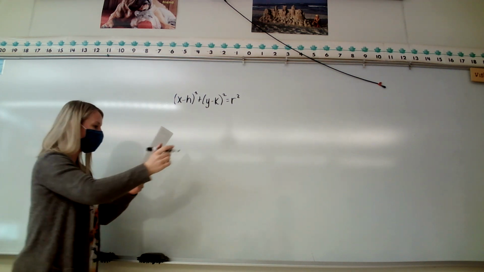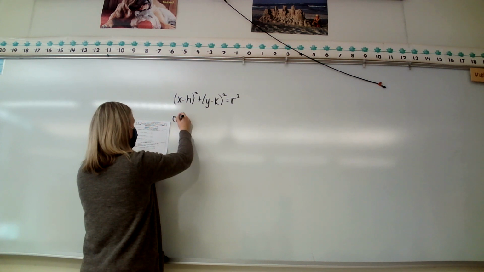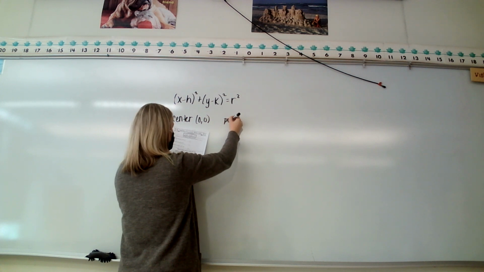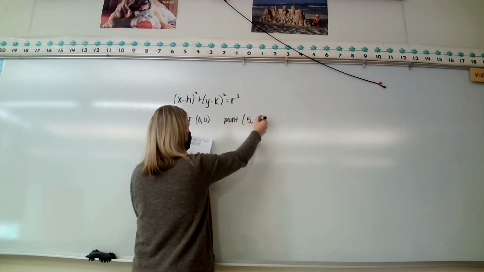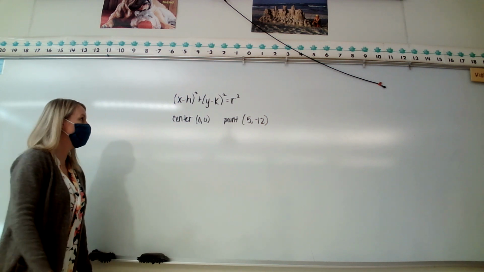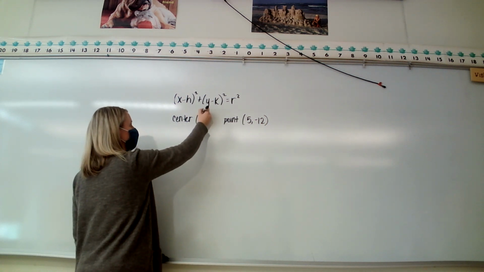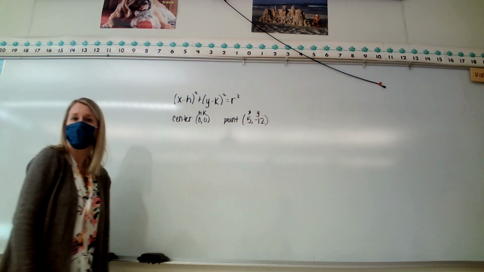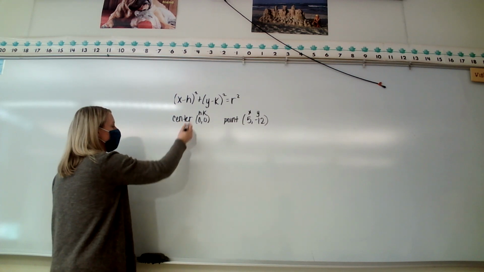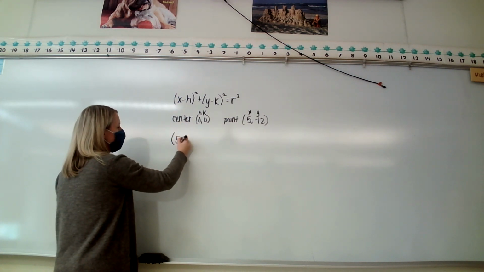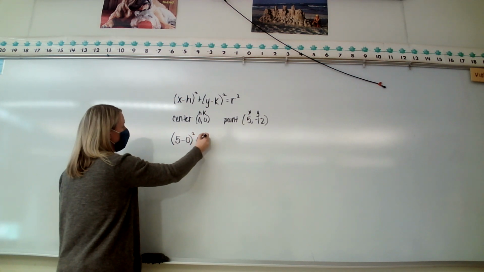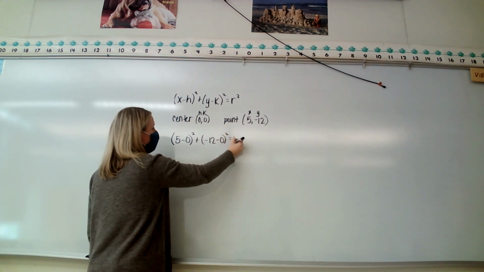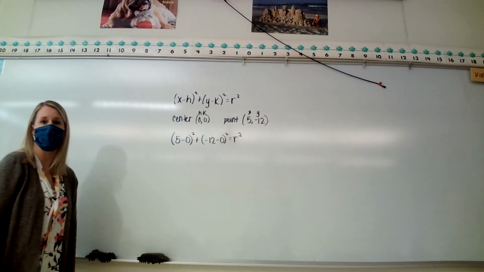So an example says, write the equation of a circle with the center at 0, 0, going through the point 5, negative 12. So we're going to label what we know. If it's the center, we label that as h, k. If it's a point, we label that as x, y. And we're just going to plug in. We've done this before too. So if I did x minus h squared plus y minus k squared, that's going to equal r squared, with our main goal being to actually solve for r.